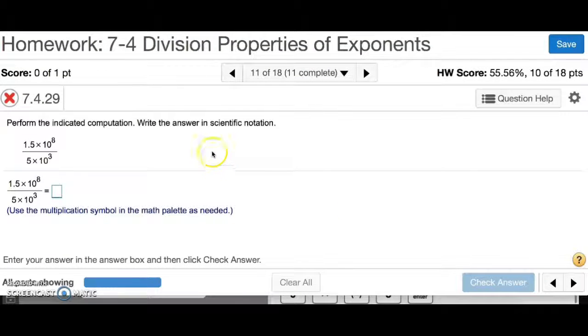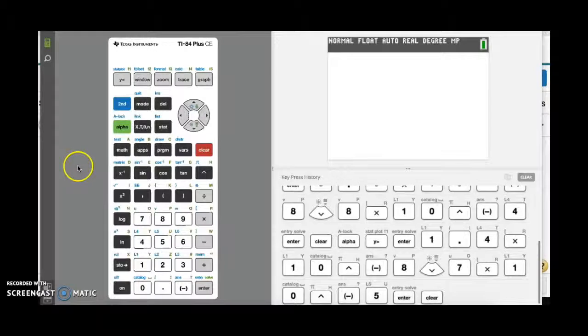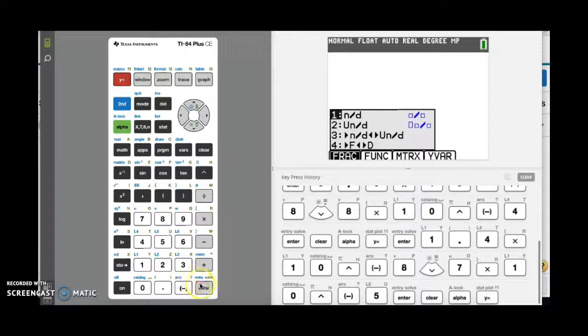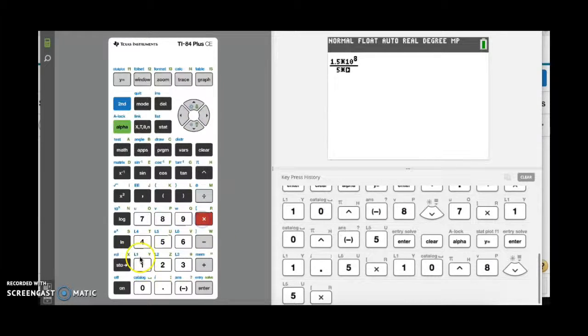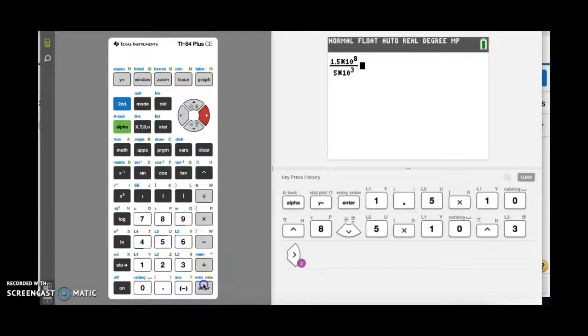11 is asking you to perform the indicated computation and to write this in scientific notation. So again, we can divide this into calculator. So let's do that. So we have alpha y equals, and enter, and up top we're going to put 1.5 times 10 to the 8th power. At the bottom we're going to have 5 times 10 to the 3rd power, which gives me 30,000. Now it wants me to write that in scientific notation, so let's go back and I'll show you how to do that.